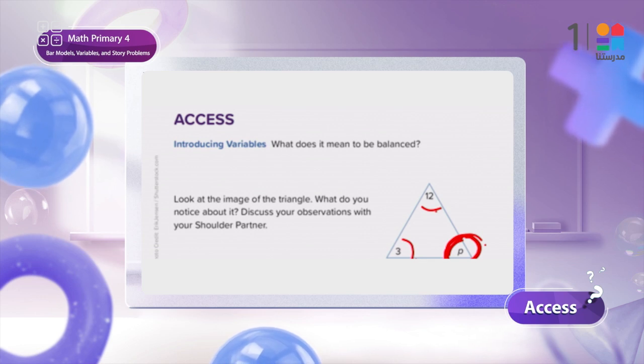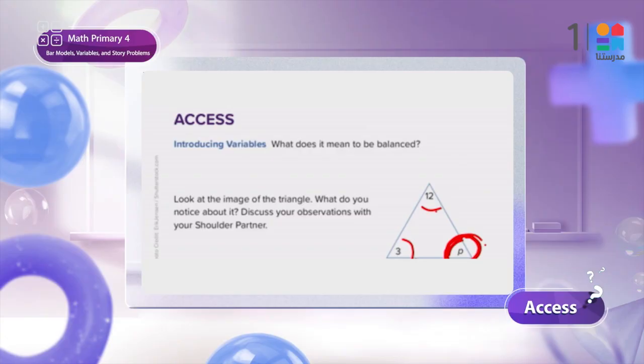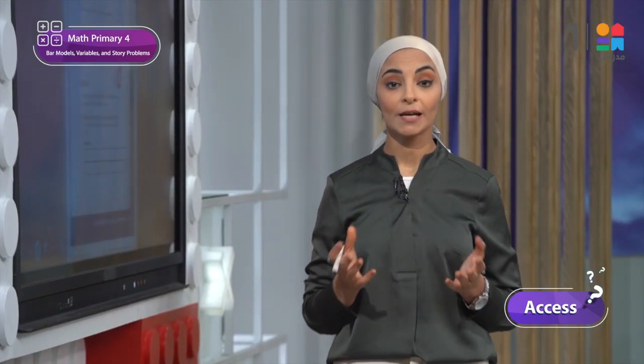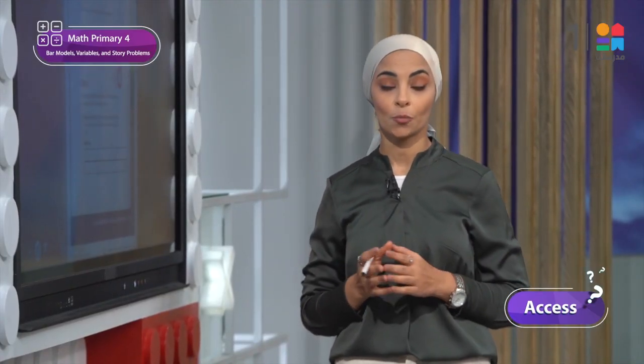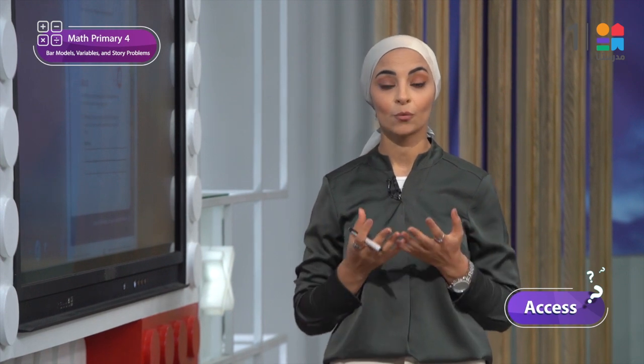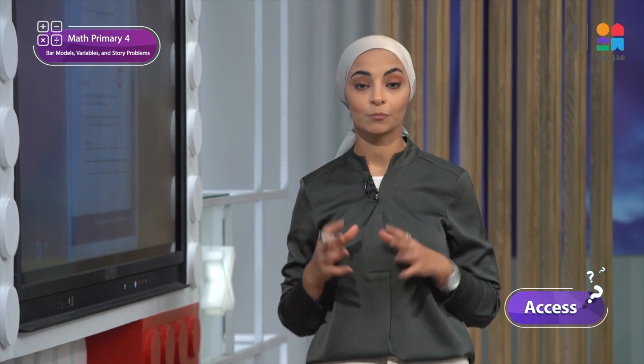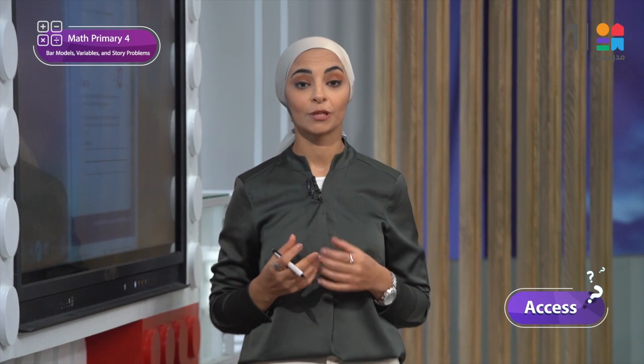Well, if I do subtraction, 12 minus 3 gives me 9. So the answer will differ if I do addition compared to if I do subtraction. The operation can also be multiplication or division. The value of P will vary according to each operation. So what we understood now is that the value of P differs according to the operation. It is not constant. This is why we call this letter a variable. Variable means something changing, not fixed.